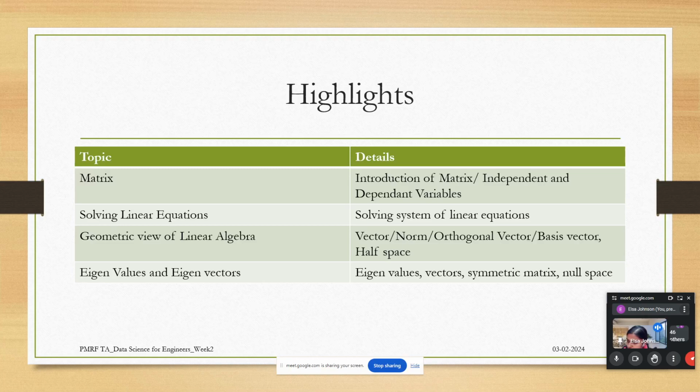Okay, this is the second week of the Data Science for Engineers course, and these are the highlights. So it starts with metrics and introduction to metrics, independent and dependent variables, solving linear equations, geometric view of linear algebra, eigenvalues and eigenvectors. So based on these topics only, you will be having the assignment questions also.